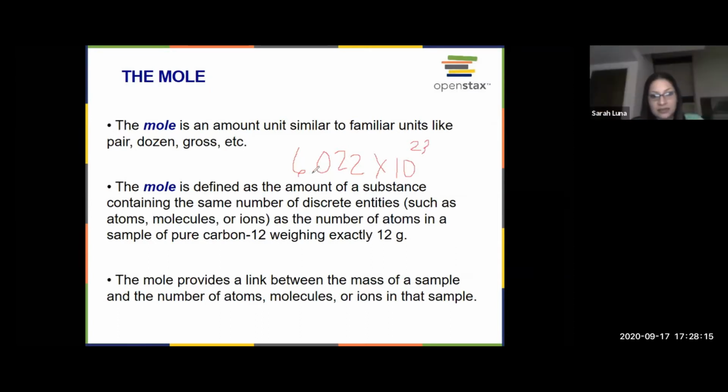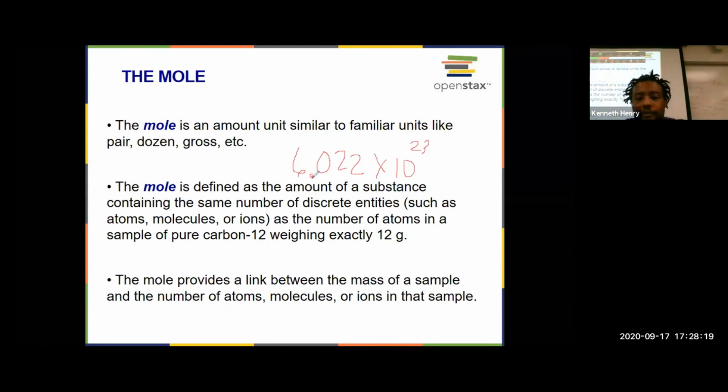What is this again, Dr. Henry? What are you writing? This is Avogadro's number. Okay, so this is what a mole will equal. 1 mole, and often we will just write MOL as the abbreviation, but 1 mole equals 6.022 times 10 to the 23rd. Pretty simple.